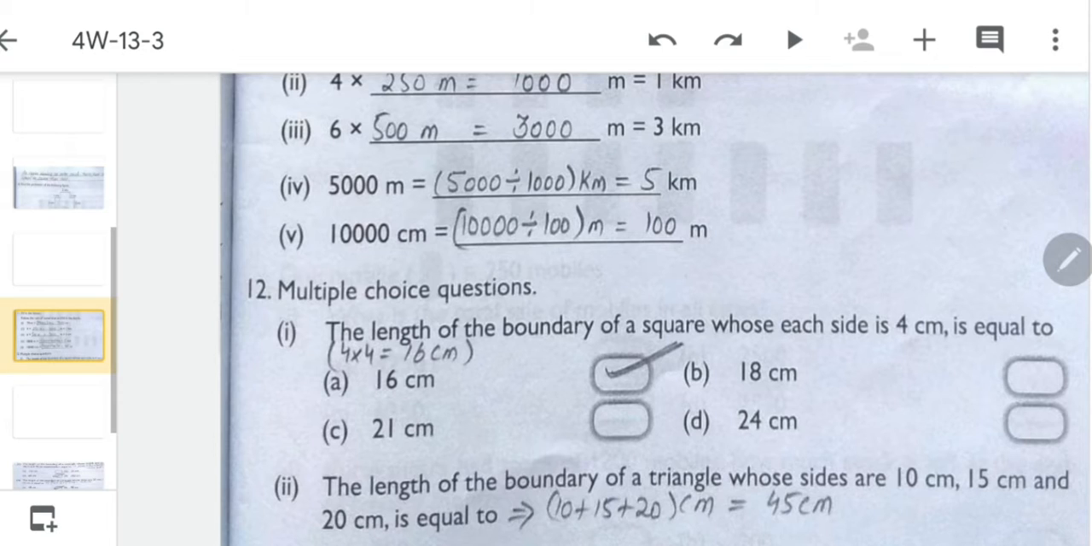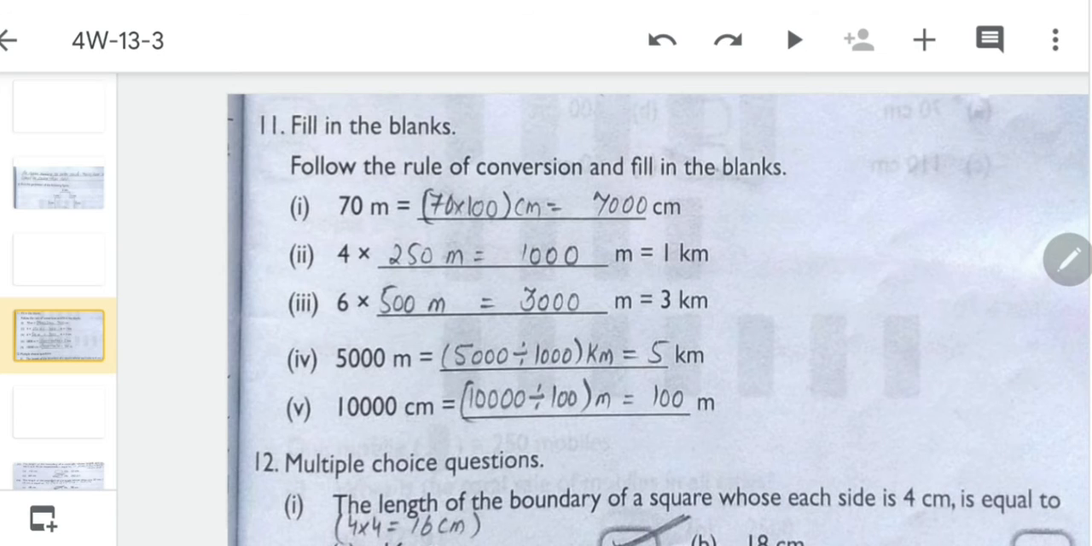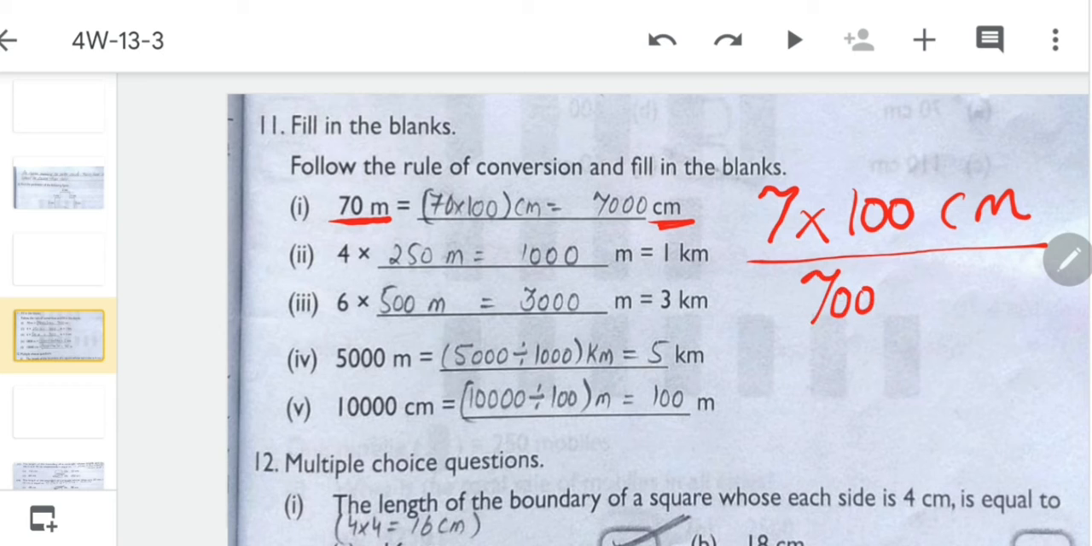Now let's see the next page. Fill in the blanks. Follow the rule of conversion and fill in the blanks. So you can see here 70 meter, we have to convert 70 meter into centimeter. So we all know that to convert meter into centimeter, we have to multiply it with 100 and it will be centimeter. So our answer is 7000 centimeter.